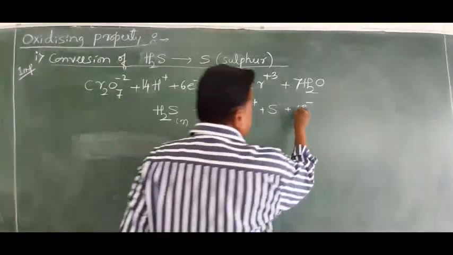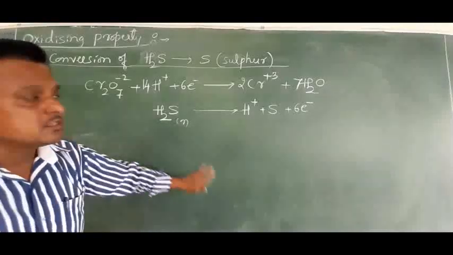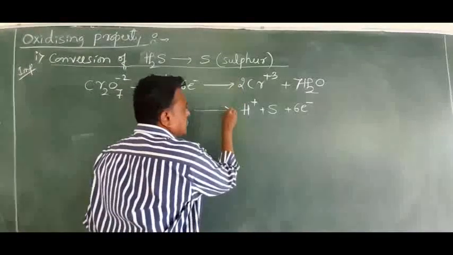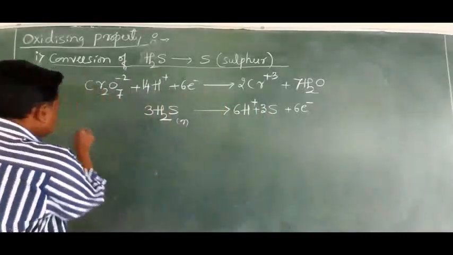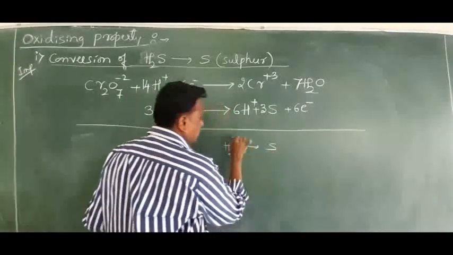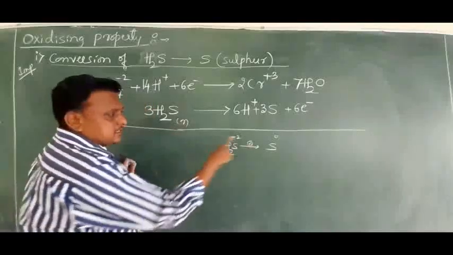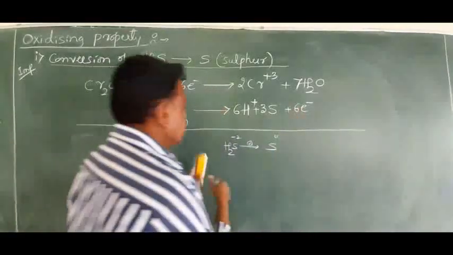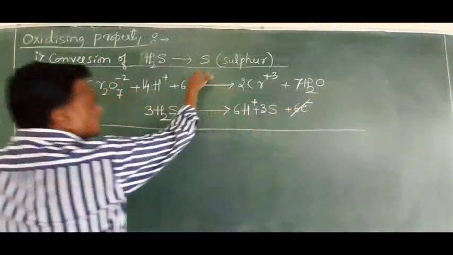Obviously we require 6 electrons. If you consider 6 electrons, the total hydrogens are also balanced: 3 H2S gives 6 hydrogens and 3 sulfur. I repeat once again, friends: hydrogen sulfide is converted into sulfur, minus 2 to 0. The difference in oxidation state is 2, so each carries 2 electrons. If you consider 3, automatically 3 times 2 is 6 electrons. Now it is easy to balance, and the 6 electrons are cancelled.